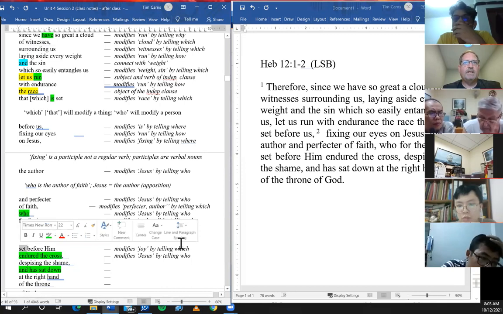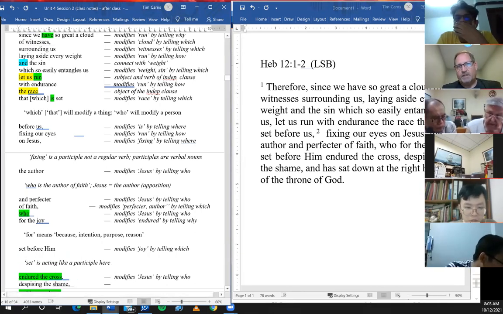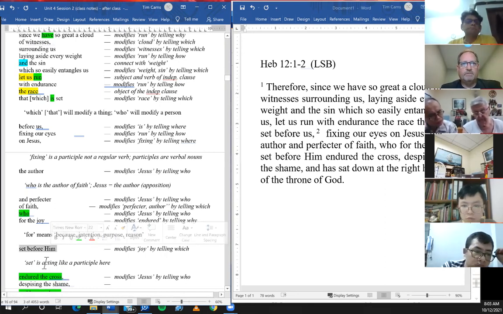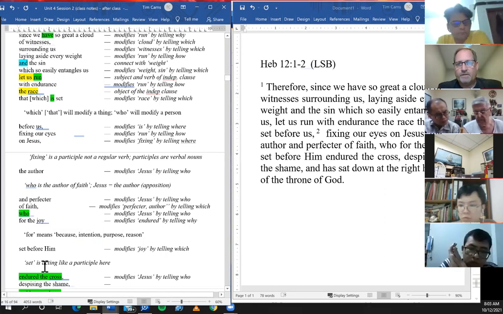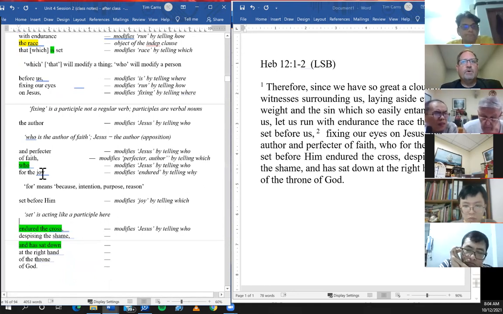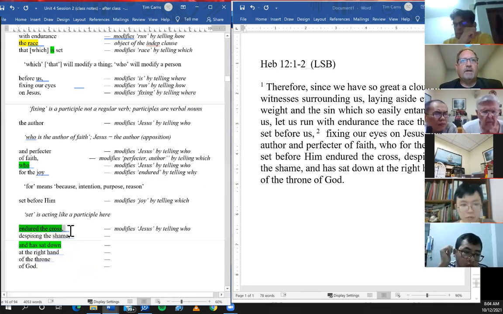So this was that word set. Last week, if you guys remember, we talked about this word set acting like a participle here. Even though it's not ending in ing or ed, it's an English word that, in this case, set can act like a participle. So this was actually a pretty difficult phrase to deal with. So you did a great job with that. Okay, so it's describing joy. It's telling us which joy. The joy set before him, that joy. Who endured the cross. So that's the rest of my dependent clause.